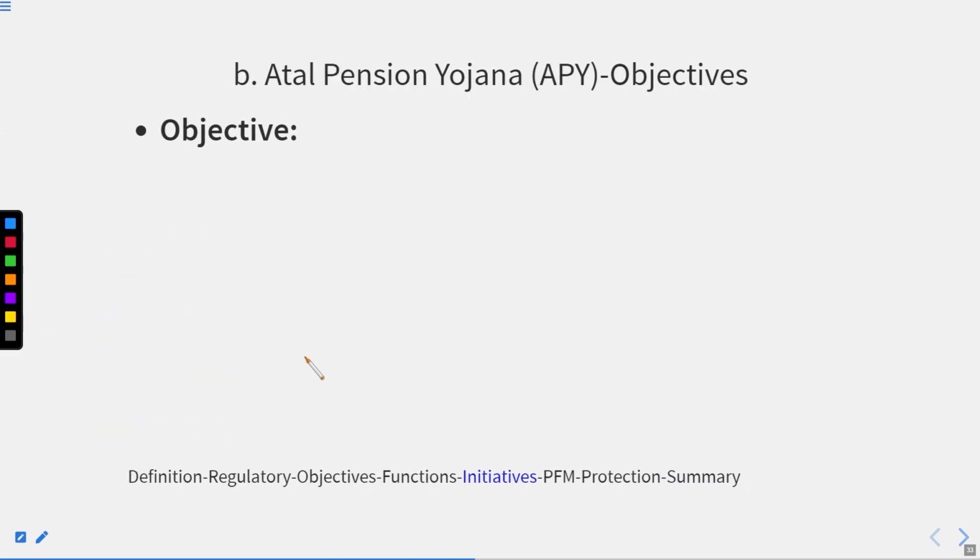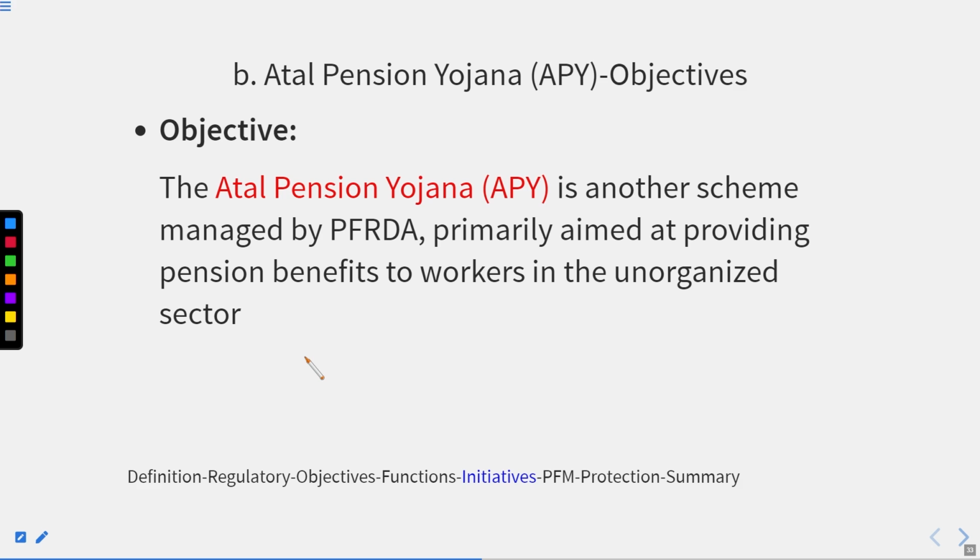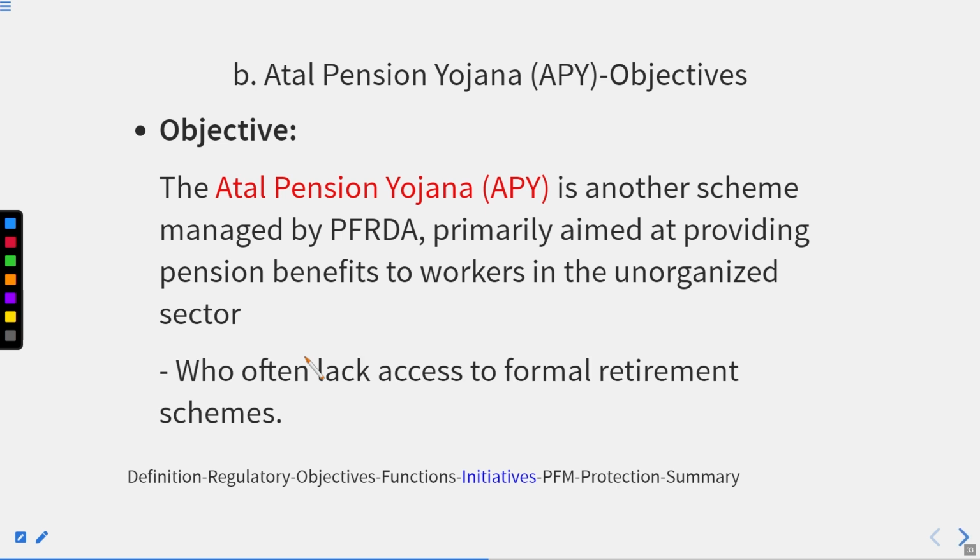Thereafter, now we have the objectives. The Atal Pension Yojana is another scheme managed by PFRDA, primarily aimed at providing pension benefits to workers in the unorganized sector, as I had told you. They often lack access to formal retirement schemes because they are not covered in sectors which have a legal mandate. They're generally part of unorganized sectors which do not come under the legal mandate of the regulation authorities. That's why these people lack access to formal retirement schemes.